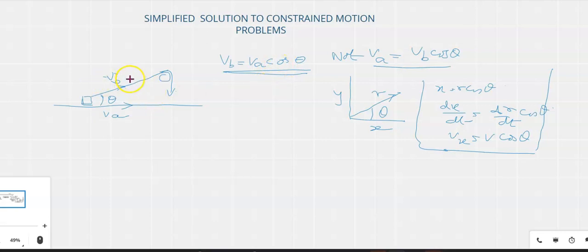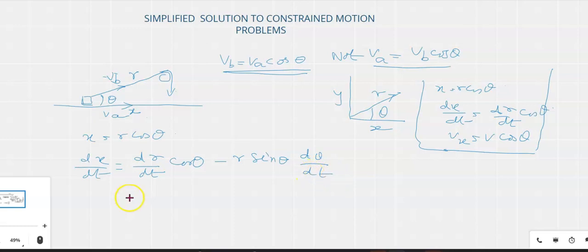So let us take this to be r, and this is x. So x is r cos theta. Now dx by dt is dr by dt cos theta minus r sin theta d theta by dt.